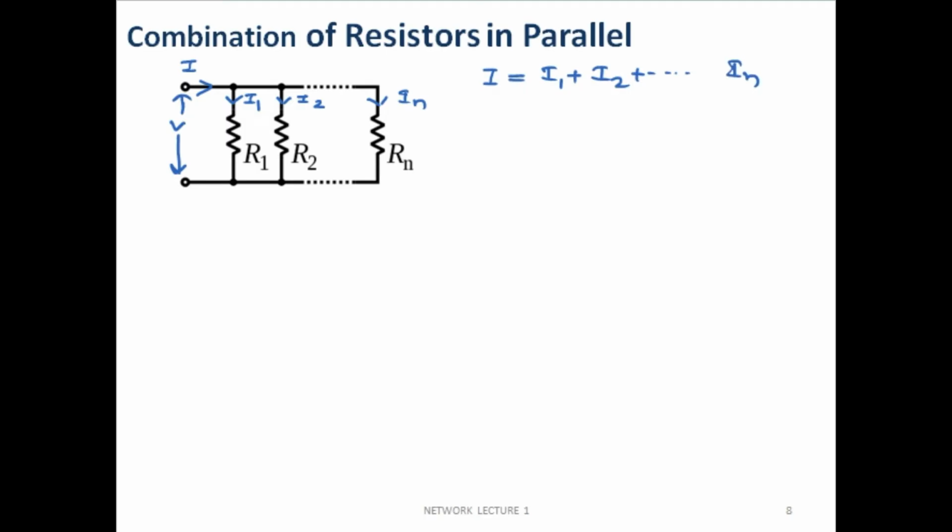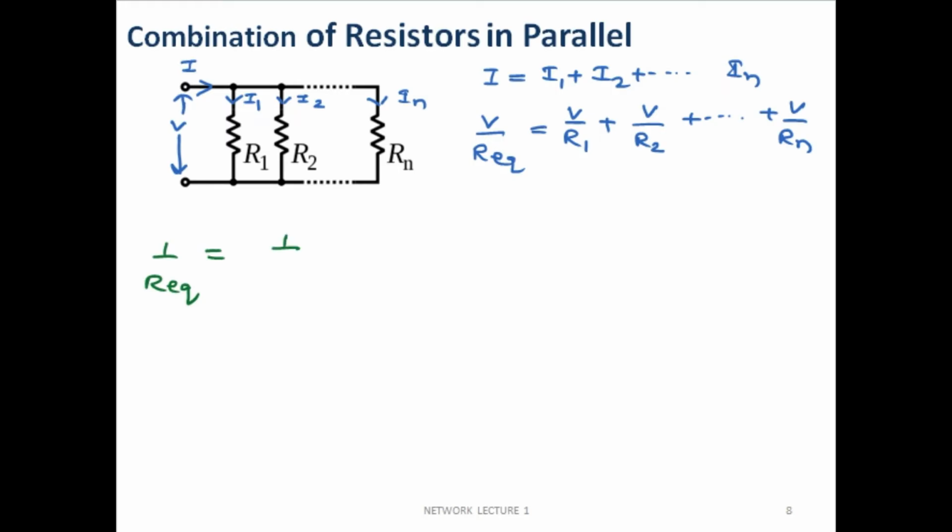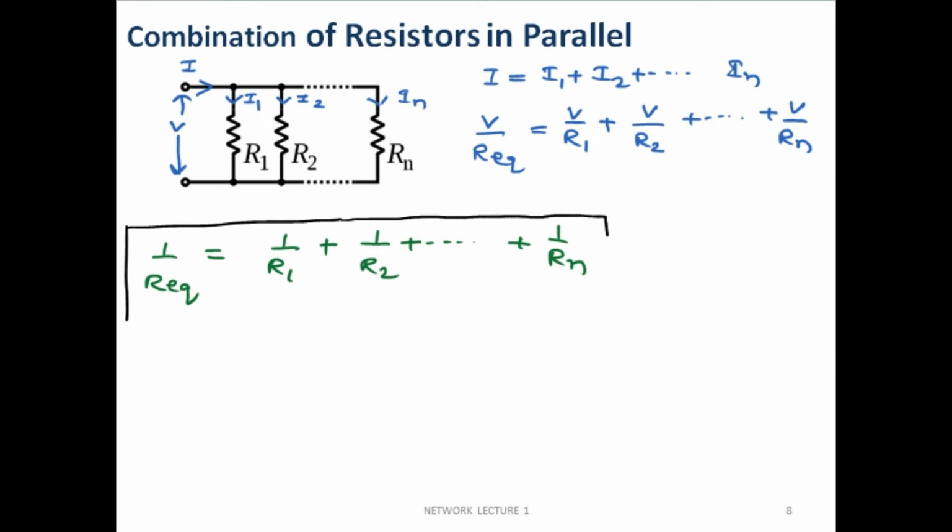So what is I? It is given by V by R equivalent. It is equal to, so I1 will be equal to V by R1 because in parallel the voltage remains the same, and I2 will be equal to V by R2 plus so on up to V by Rn. Taking V common, it will cancel out, so we get 1 by R equivalent equal to 1 by R1 plus 1 by R2 plus so on up to 1 by Rn. Okay, so this is the formula when the resistances are connected in parallel.